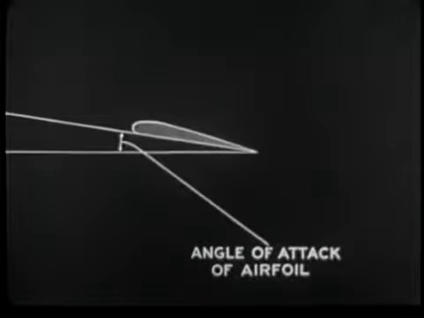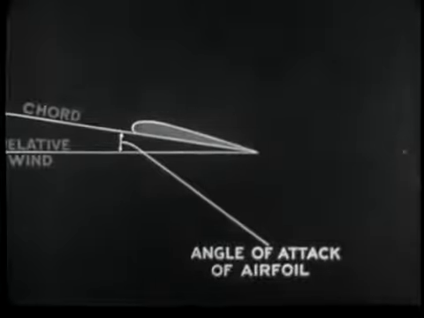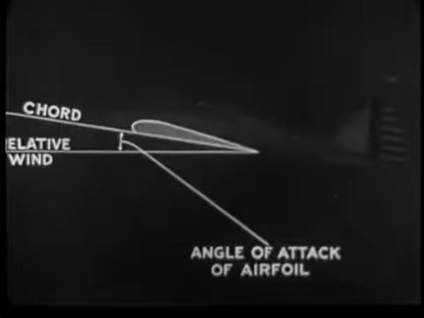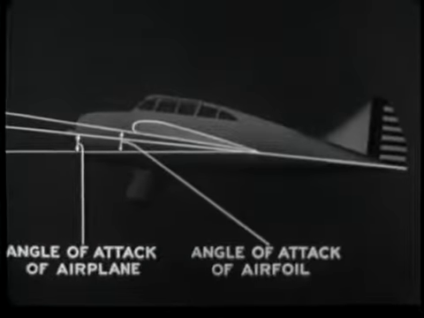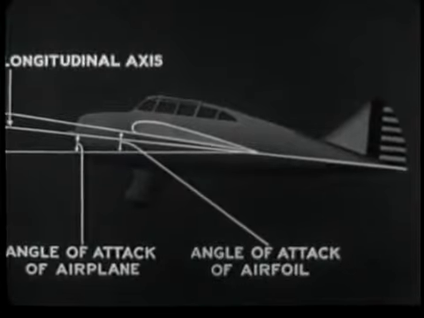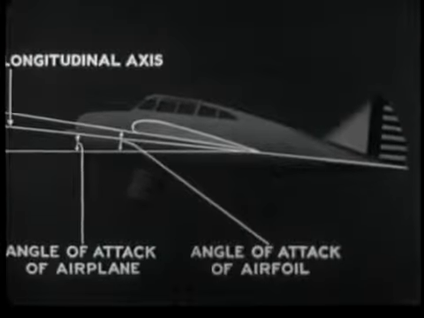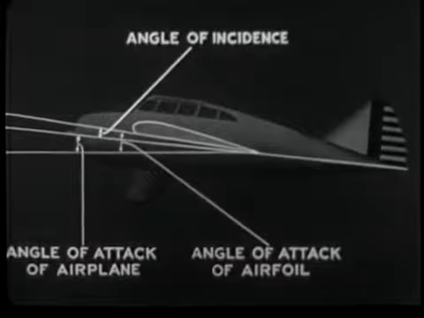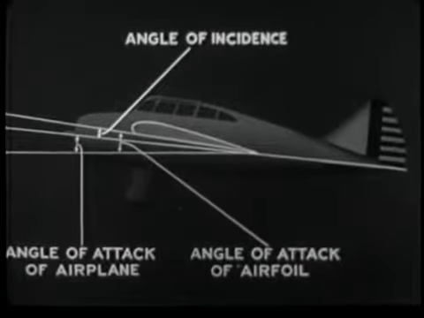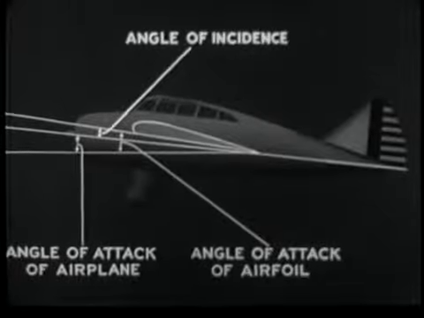The angle of attack of an airfoil was shown to be the acute angle between the chord of the airfoil and the relative wind. The angle of attack of the airplane as a whole is the acute angle between the longitudinal axis of the airplane and the relative wind. The difference between these two angles is constant for any given airplane and is called the angle of incidence.